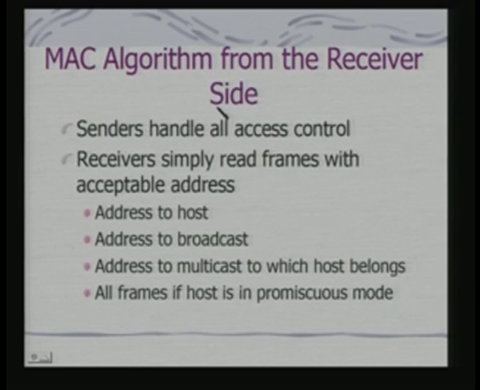The MAC algorithm from the side of the receiver is very straightforward, because the sender handles all access control. The receiver's job is simply to read frames with an acceptable address. If it is addressed to a particular host, if it is addressed to broadcast, or addressed to a multicast group to which the host belongs, then it will read that frame. Or, if it is in promiscuous mode, for some reason or other, it will read all the frames. So, this is a very straightforward MAC algorithm for the receiver.